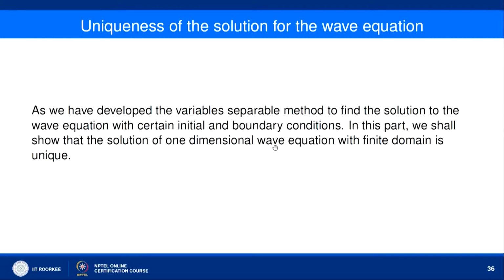In this particular part we prove that the solution of the one dimensional wave equation with finite domain is a unique solution. It means that whether I use D'Alembert solution or the variable separable method, our solution is coming out to be unique. So, it is up to you whether you choose D'Alembert solution or the variable separable method, the solution is coming out to be the same here. So, let us do this problem. This is the uniqueness theorem.